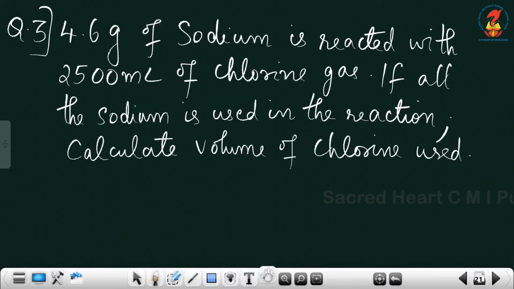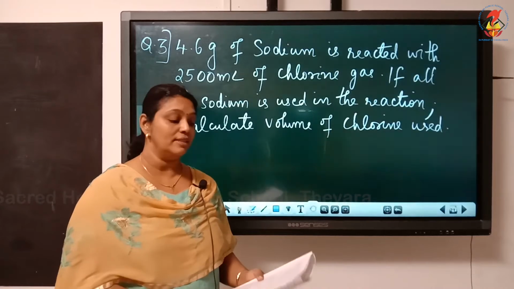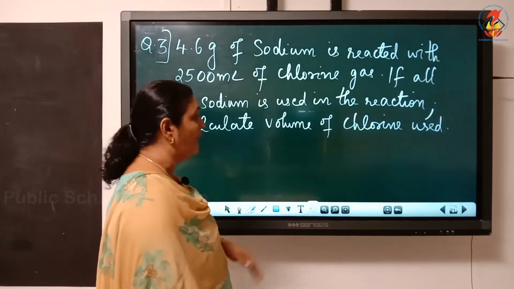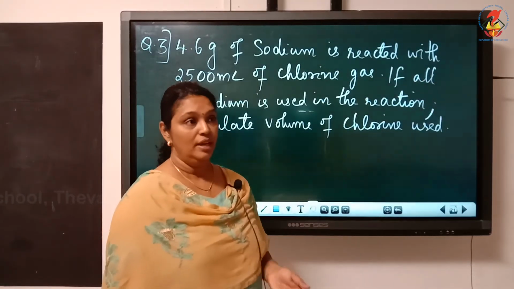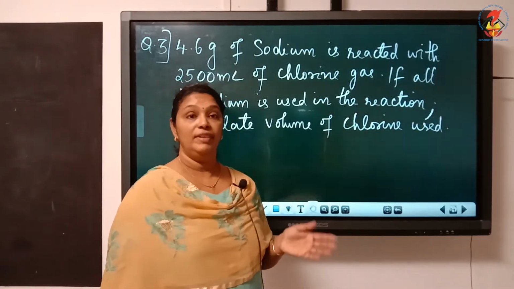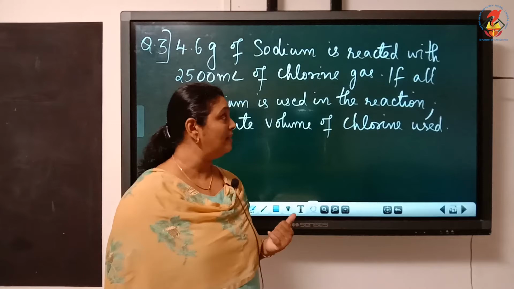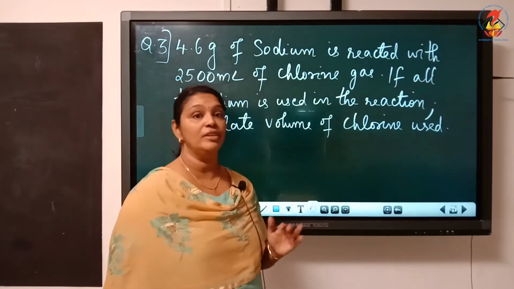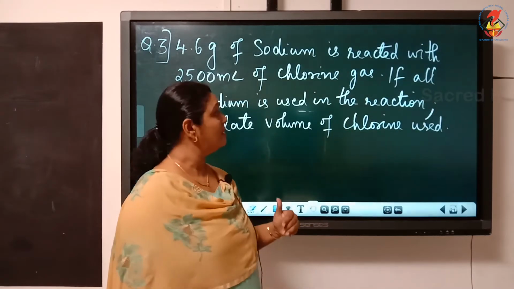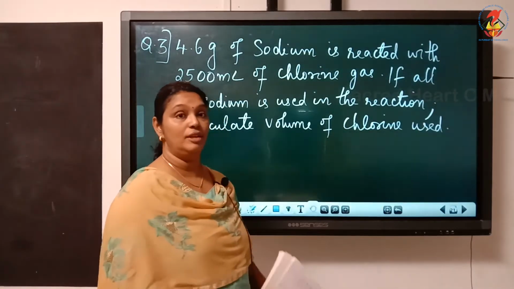4.6 gram of sodium is reacted with 2500 ml of chlorine gas. So the reaction is between sodium and chlorine gas, and we know the product formed is sodium chloride. If all the sodium is used in the reaction, calculate the volume of chlorine used. If all the sodium is used in the reaction means we know from this that sodium is the limiting reagent and chlorine is in excess. Okay, so first the balanced equation we are going to write.